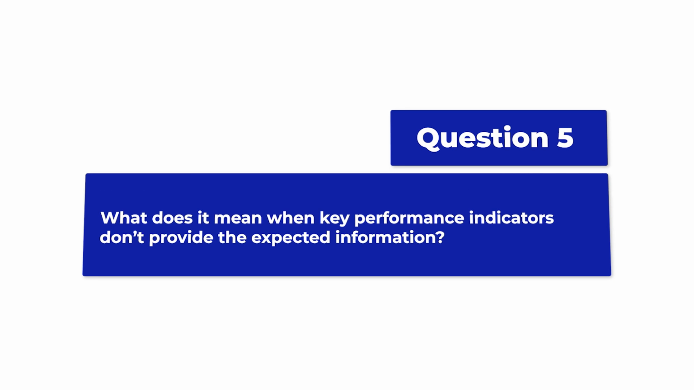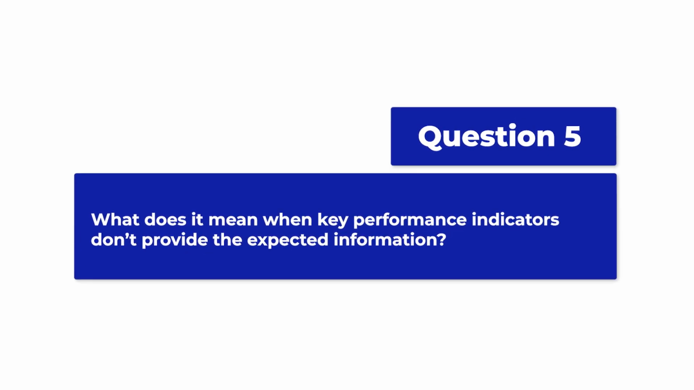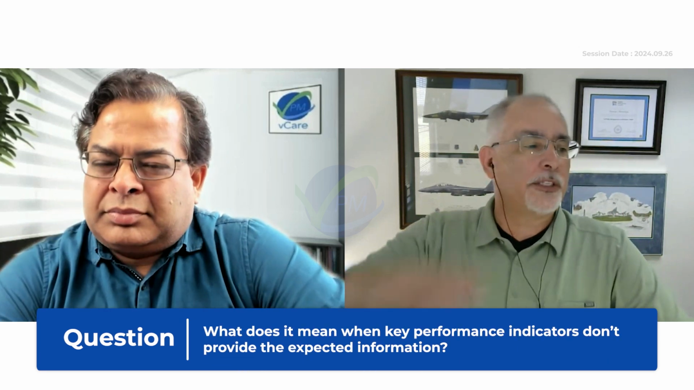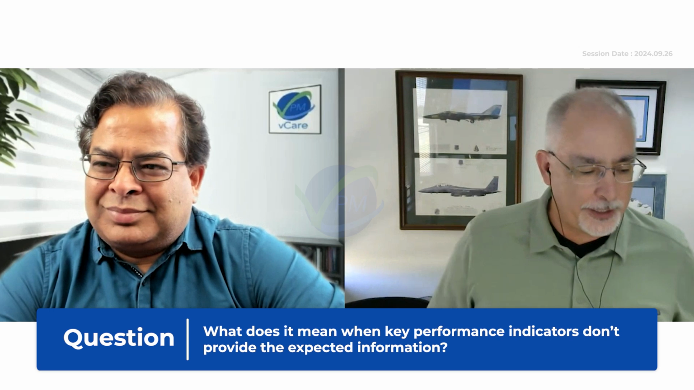What does it mean when a key performance indicator does not provide the expected information? Right. So one of the things, in all of the project, program, portfolio management, we always talk about what are your key performance indicators? What are your objectives? How are you going to measure this? And in the book, they all work correctly. They always succeed. They always provide you perfect information.